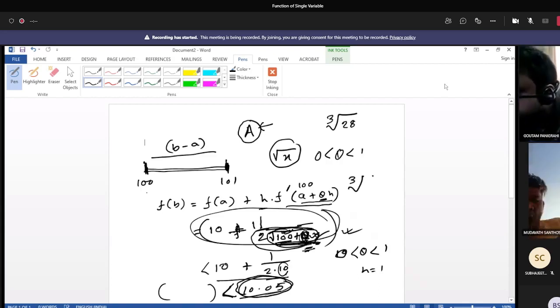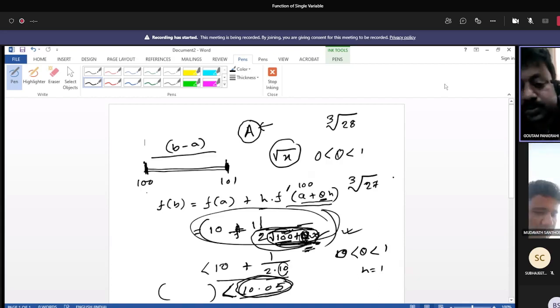Cube root of 27 is known to you. See, small n you equal to 3.